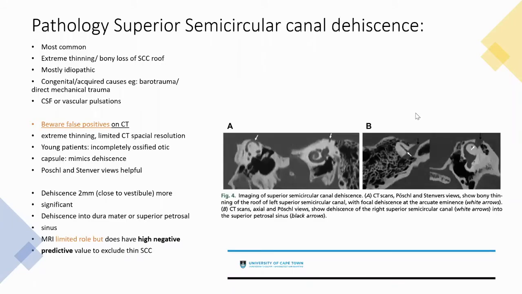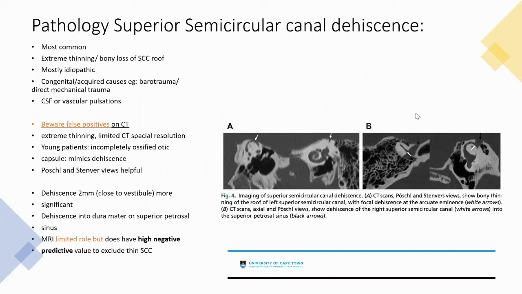We're just going to look at some examples now, probably about 6 of them, and then that'll almost be the end of our talk. If your pathology is sitting in your superior semicircular canal, this is by far the most common type of third window lesion, and you have extreme thinning or bony loss of the roof of your semicircular canal. You can see that indicated quite nicely in those CT images, indicated by the white arrows.